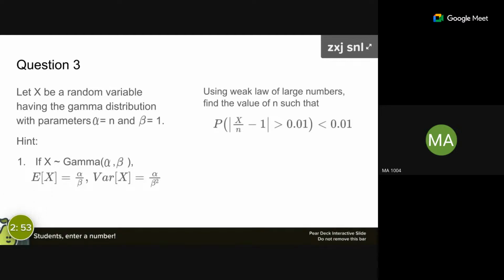Still any doubt regarding this? How to start this solution?